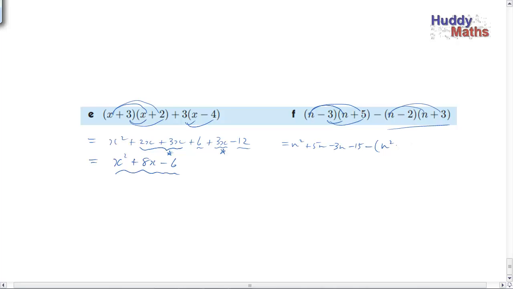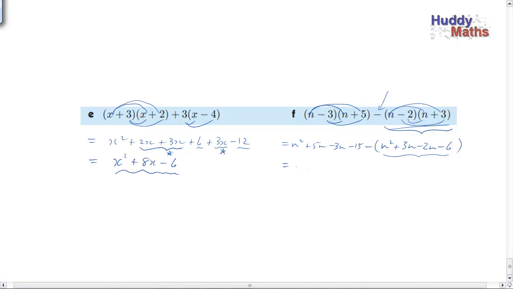N by 3 is 3n. Neg 2 by n is neg 2n. Neg 2 by 3 is neg 6. Okay. So there's a little trick. I haven't actually shown that explicitly. You're taking away the whole result of this. So you must do those brackets first.